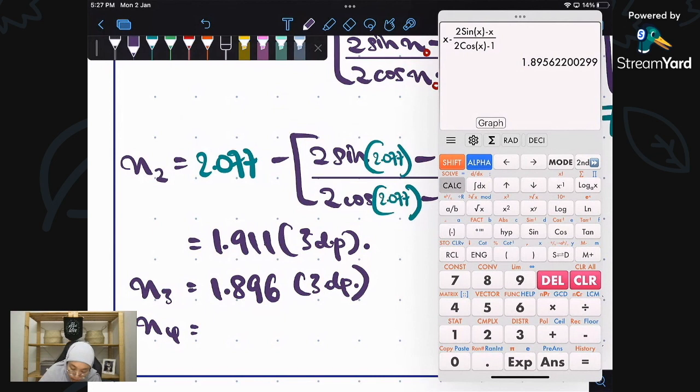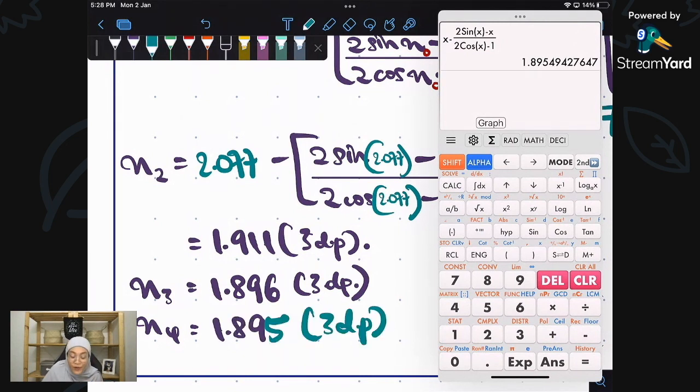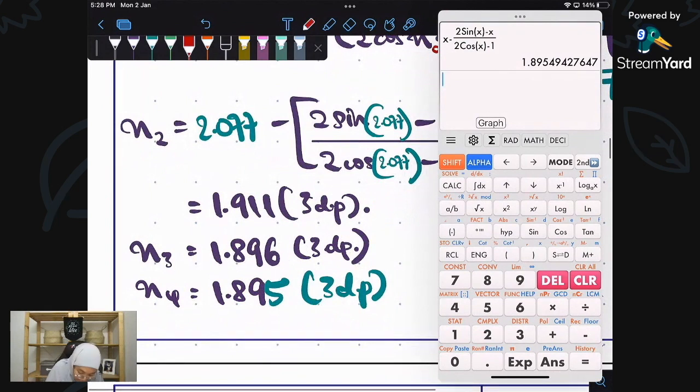And then tekan lagi calculate answer equal. So we got 1.895, okay? According to the calculator here, it is 1.895, bukan 6. And so we have to continue again. Nampak tak saya sambung lagi cari x5. So x5, tekan lagi calculate, answer equal.